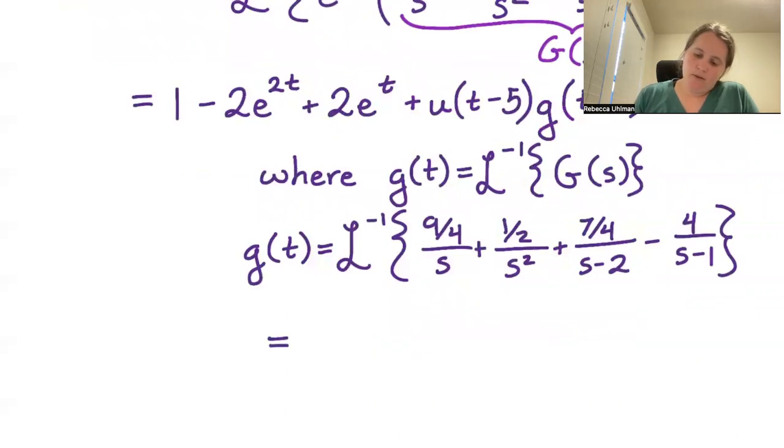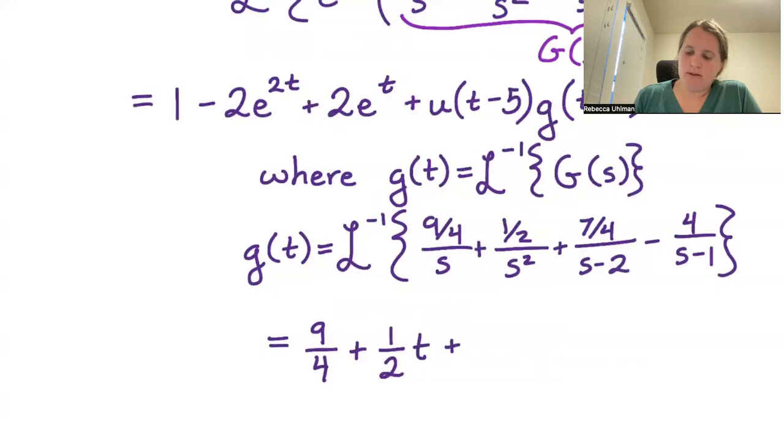So this becomes 9/4 times the inverse Laplace transform of 1 over s, which is just 1. So we have 9/4 for that first component. Then plus 1/2 times the inverse Laplace transform of 1 over s squared, which is t.